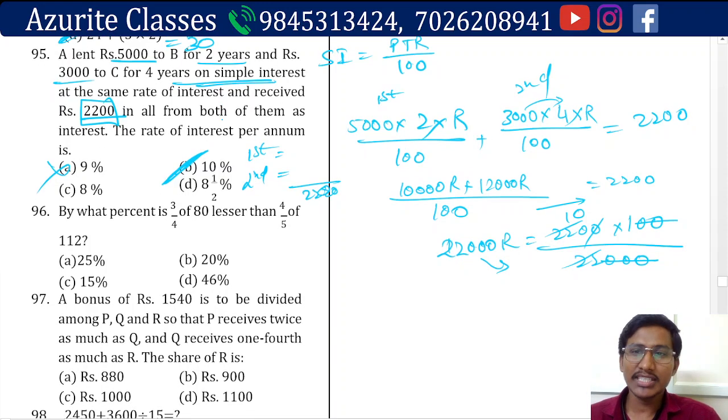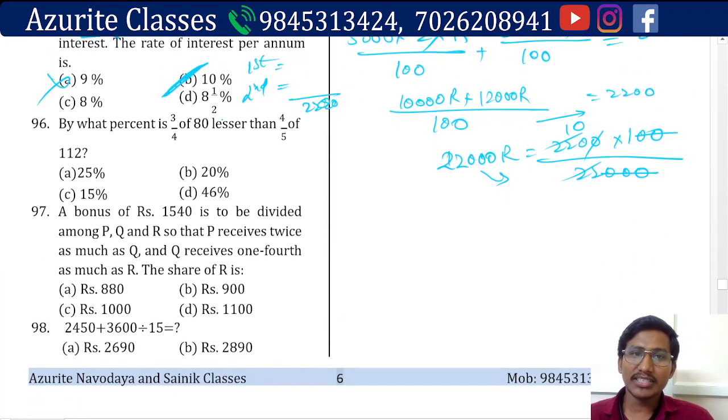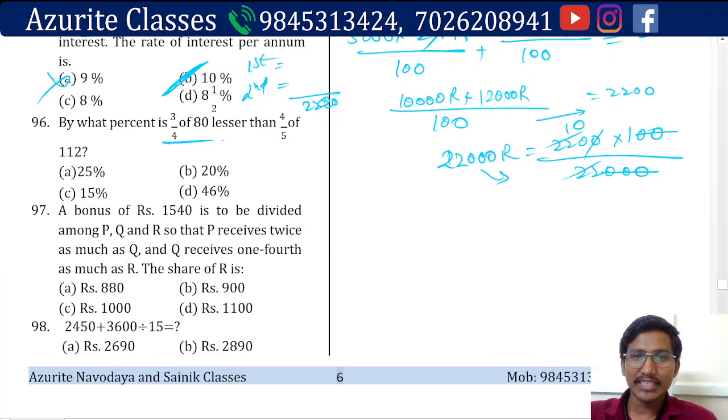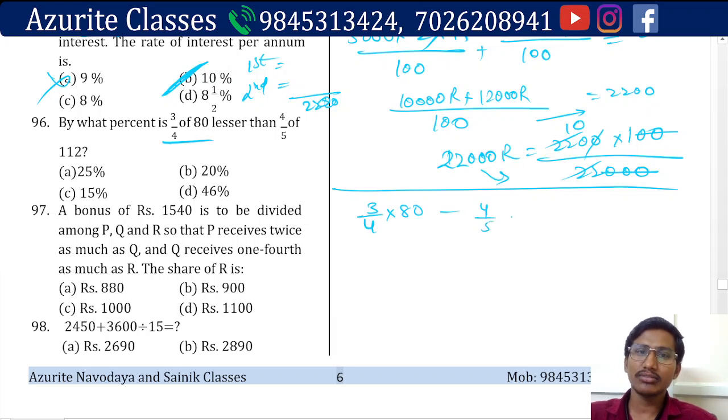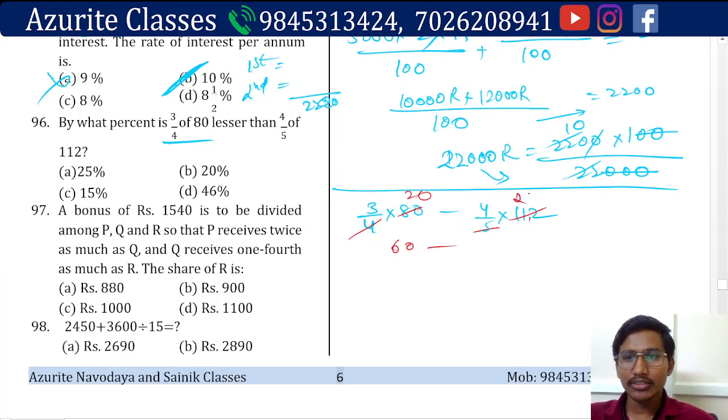Next, 96th question. By what percent is 3 by 4 of 80 lesser than 4 by 5 of 112? Lesser means minus it. So if you minus both, you will get the answer. 3 by 4 of 80 minus 4 by 5 of 112. So you do the cancellation, you will get the answer. So 4 20s are, this will come 60, minus this, 5 2s are 10, remaining is 1, 5 2s are 10, 2 5 4s are 20. So 22.4 into 4.